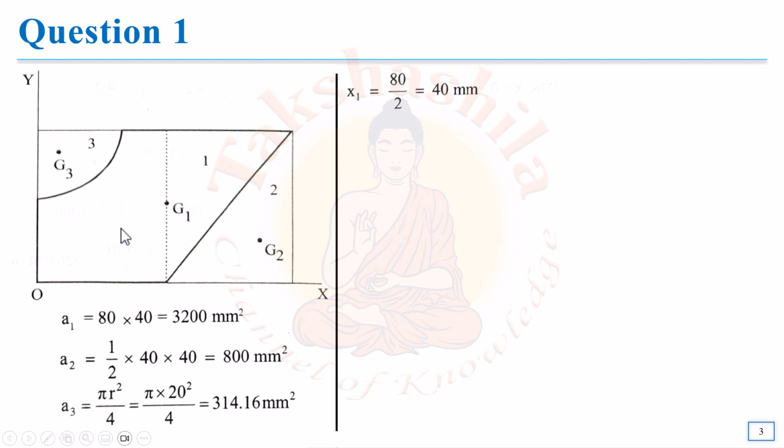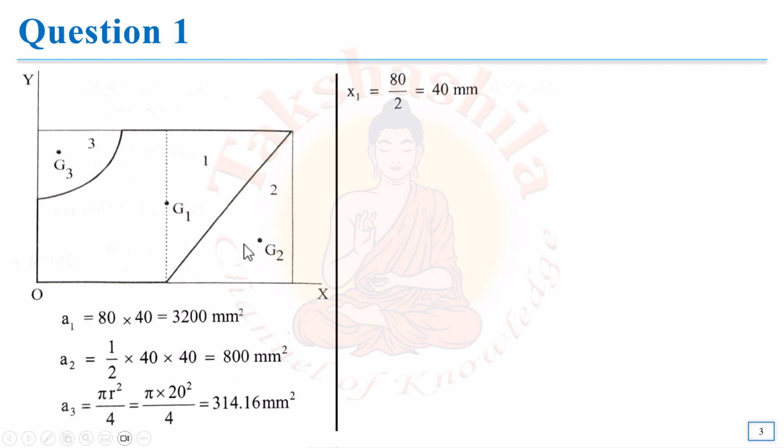How much is it? You already know the total length is 80, and the centroid will be located at half the total length, which is 40 units. So x1 will be equal to 80 by 2, and you will obtain it as 40 millimeters.